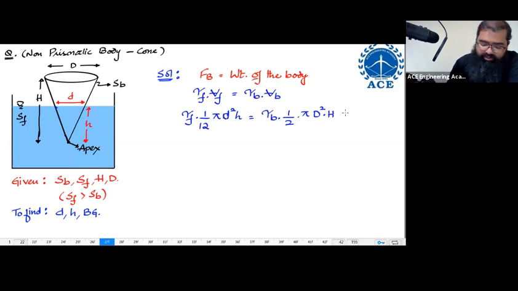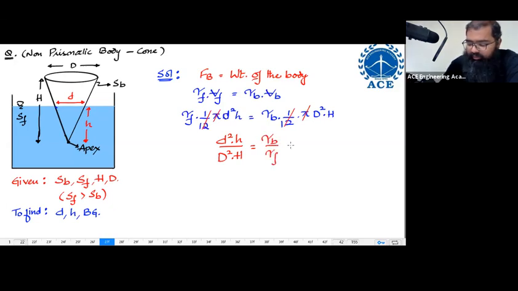Okay. Now 1 by 12 and pi, 1 by 12 tha. Printing mistakes. Morning classes, these things happen. Chaliye, 1 by 12 pi got cancelled off. So from here I conclude that the value of small d square into small h upon capital D square into capital H happens to be equal to how much? Happens to be equal to gamma of body upon gamma of fluid, which further implies small d square small h upon capital D square capital H is equal to SB upon SF.